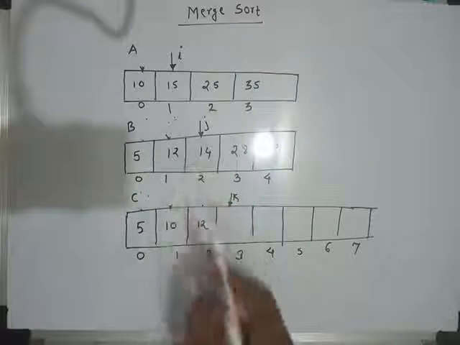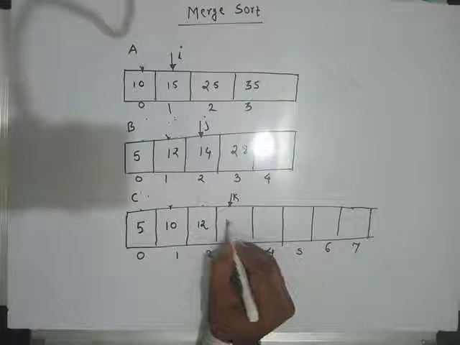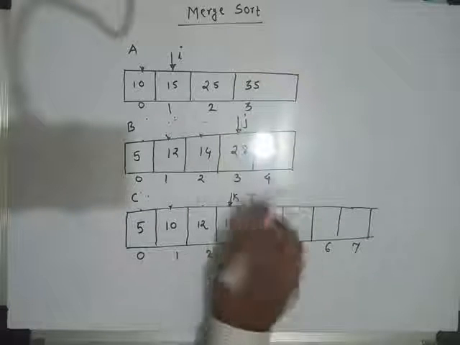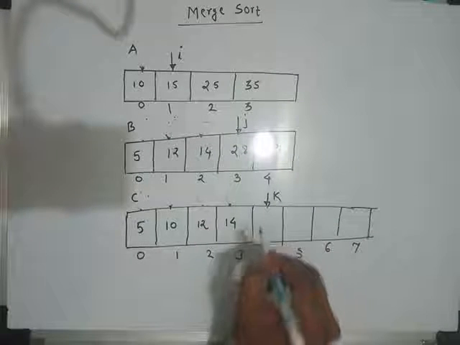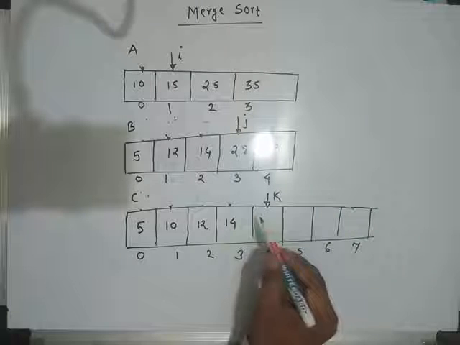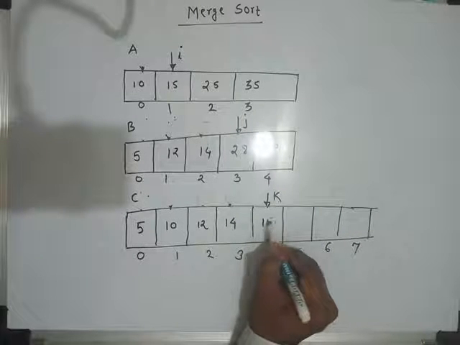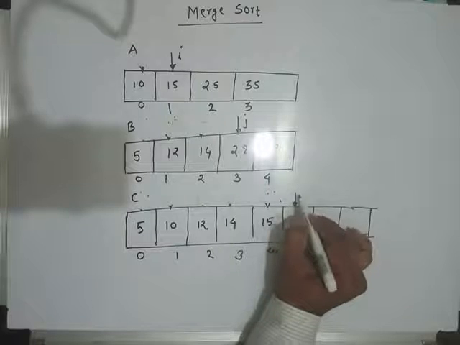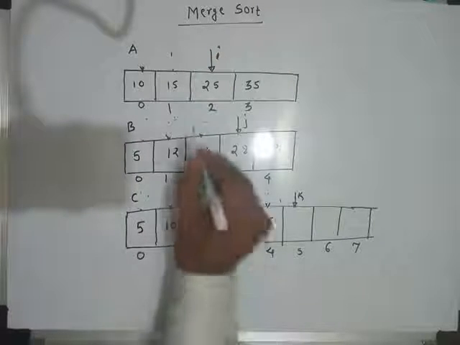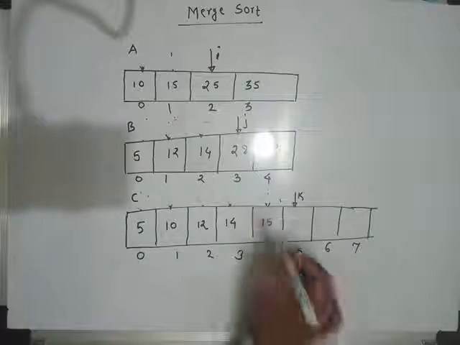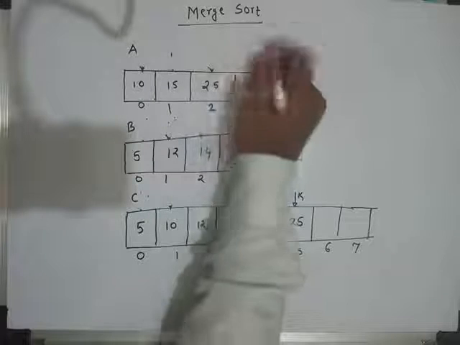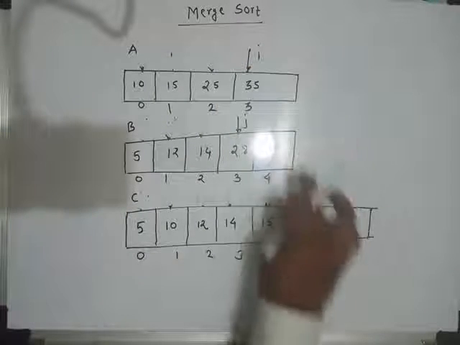Then compare 15 with 14. 14 is smaller than 15, so I copy 14. Increment j because I copied from this array, and increment k because this is the next location in which the next number will be copied. Compare 15 with 28. 15 is less than 28, so copy 15 and increment the variables. As we have copied from A, we incremented i. Compare 25 with 28. 25 is smaller than 28, so copy 25 and increment i and k.